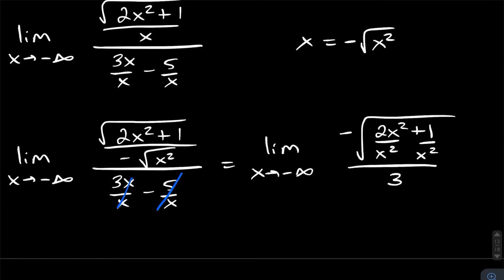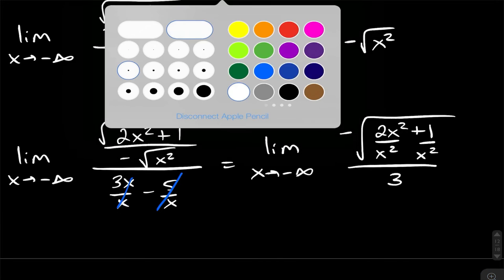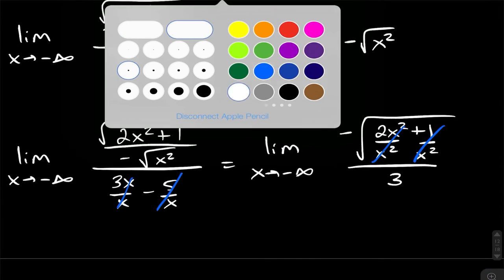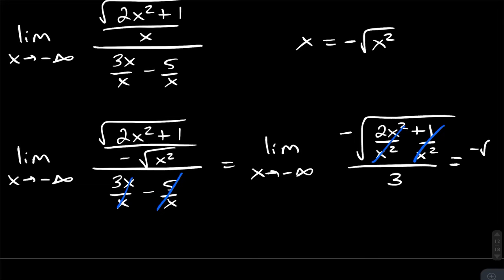Okay? And now we get the same thing again, right? This is the same exact thing as the last problem. The 1 over x squared goes to 0. The x squareds cancel off. And so you get a negative rad 2 over 3. And that's the other horizontal asymptote. Okay. And so the actual answer for this is the horizontal asymptotes are at y equals the square root of 2 over 3.